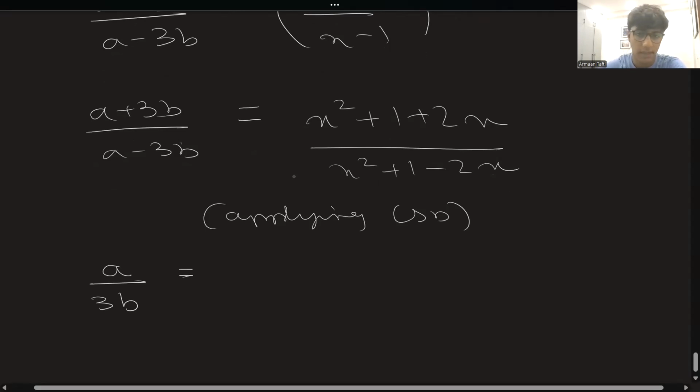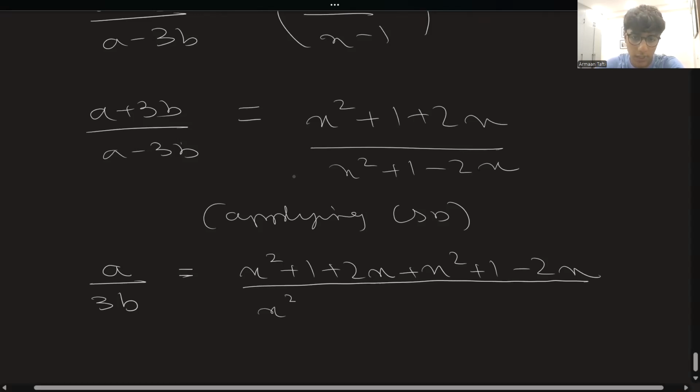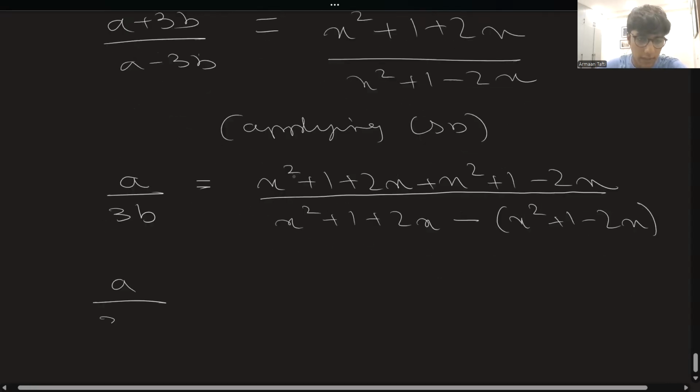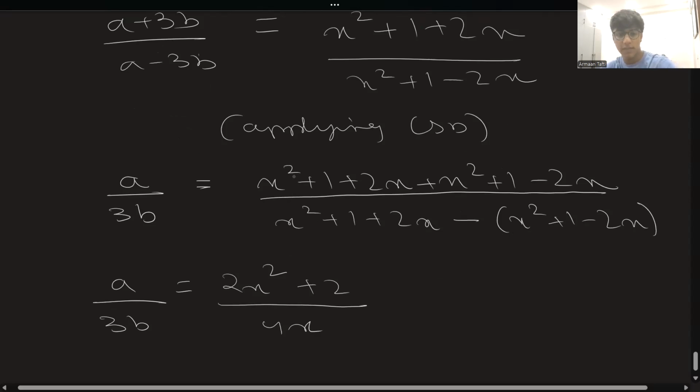Okay, and over here, this is actually a more complex C and D. So let's work this out. x squared plus 1 plus 2x plus x squared plus 1 minus 2x divided by x squared plus 1 plus 2x minus x squared plus 1 minus 2x, right? This is what? A divided by 3b is equal to, if we simplify this, x squared plus x squared is 2x squared, 1 plus 1 is 2, and your 2x and 2x get cancelled. Denominator, we have x squared and x squared, they get cancelled, 1 and 1 get cancelled, and you have 2x plus 2x, which is 4x, right? You can open this bracket and check. This is what you will get.